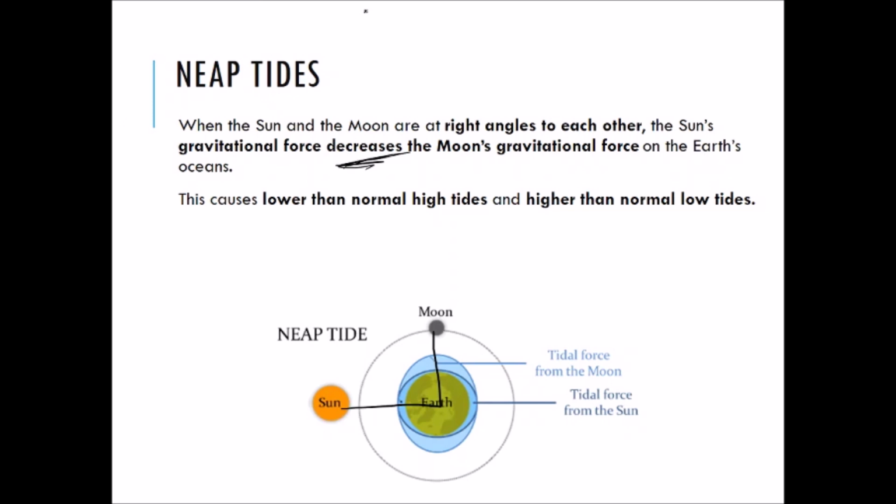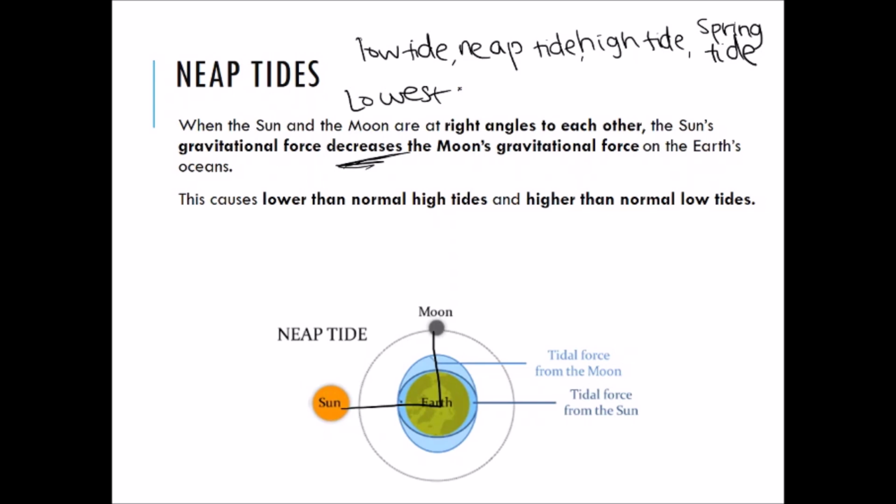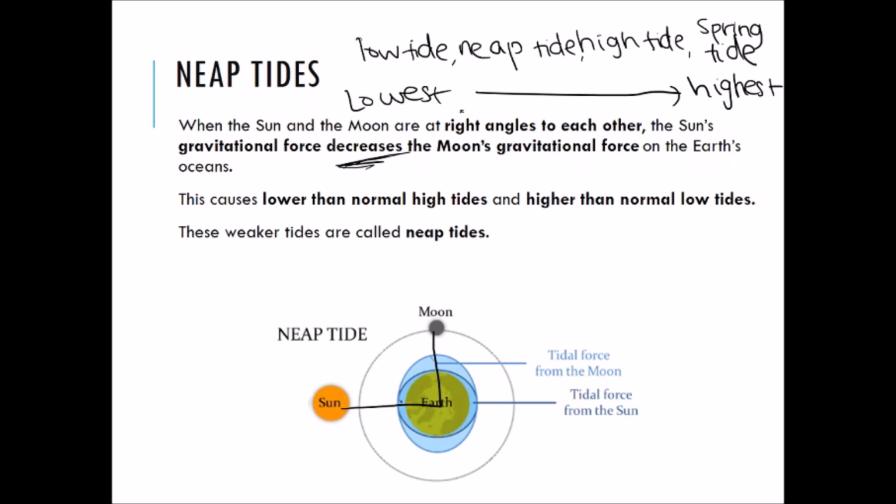So if I had to put it in order from, I guess, lowest to highest tide, it'd be low tide at the moment. Then it would be neap tide. Then it'd be high tide. And then it would be spring tide. That would be the order from lowest to highest. And that's what the last sentence that I've just shown you means.